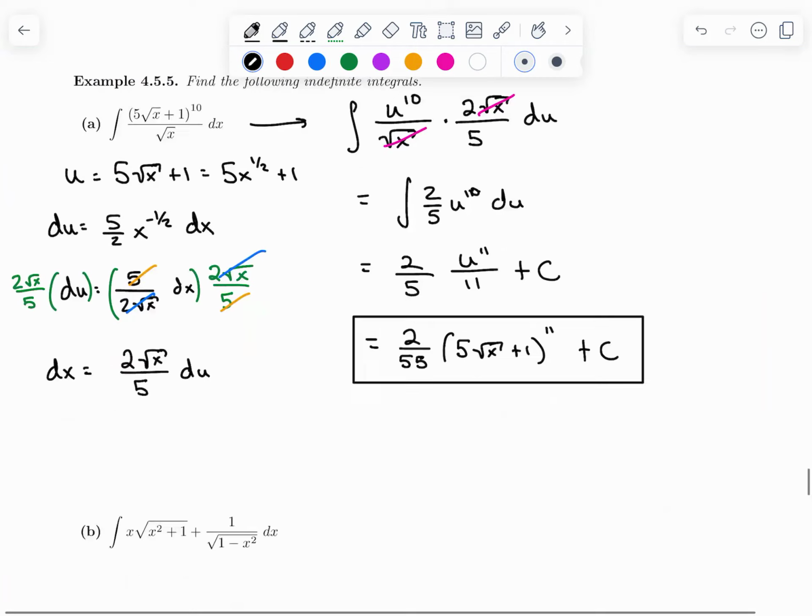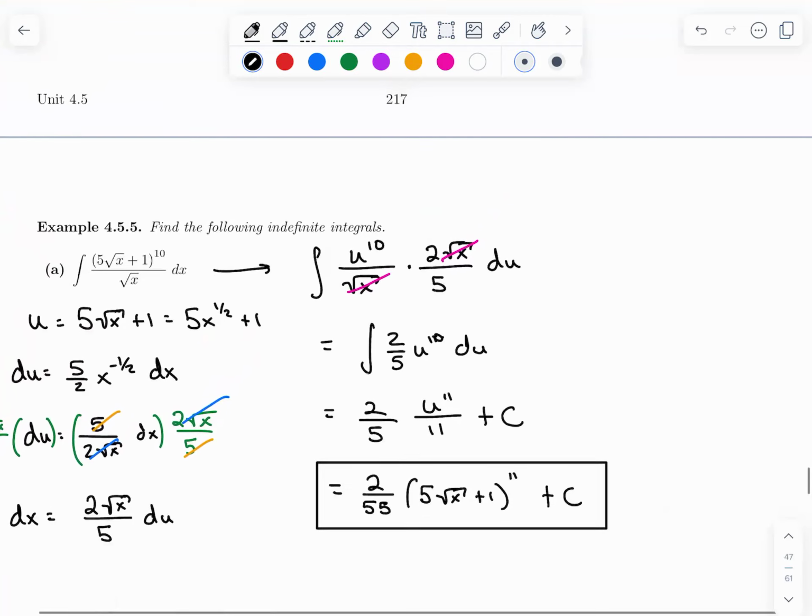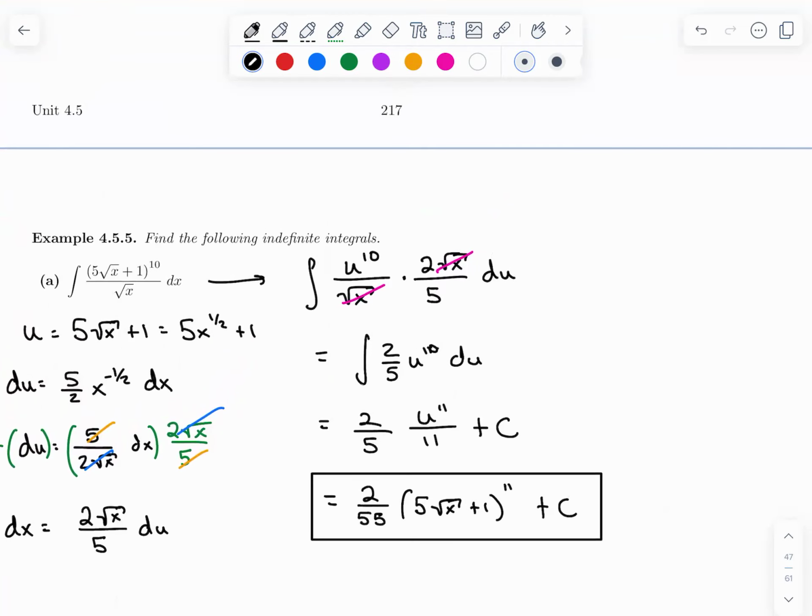So, anywho, any questions on the actual way to do this problem? Not the actual way; both ways work.